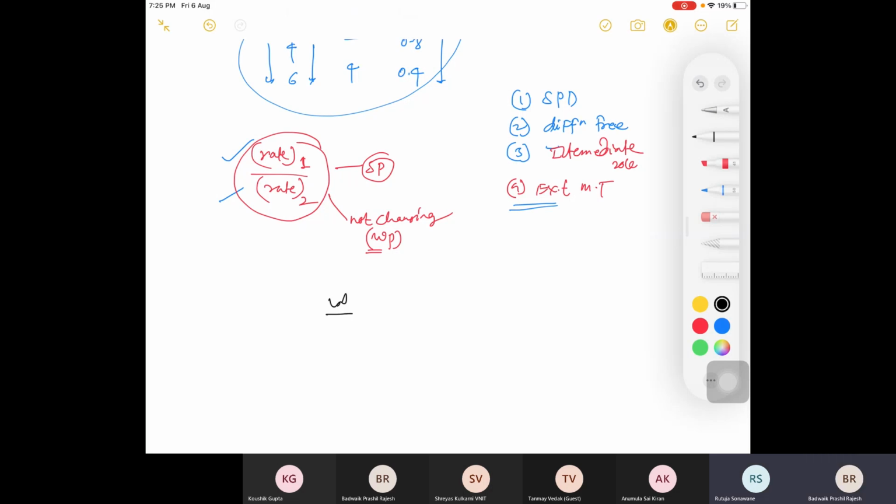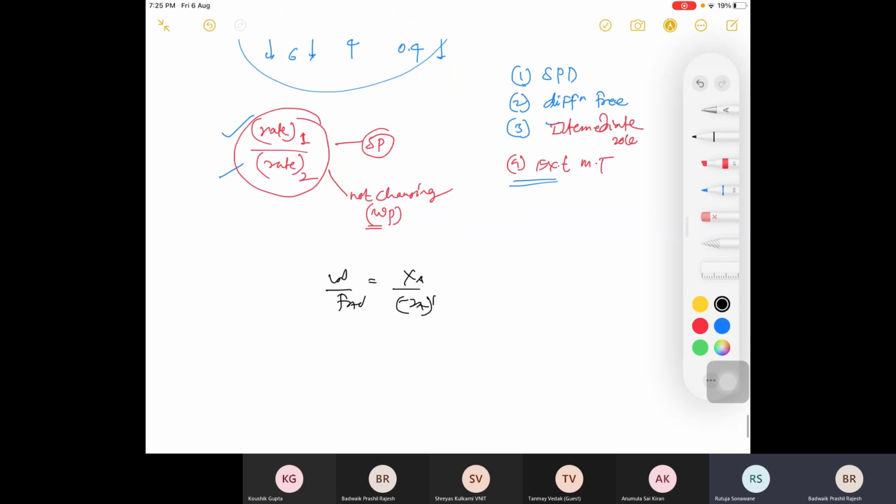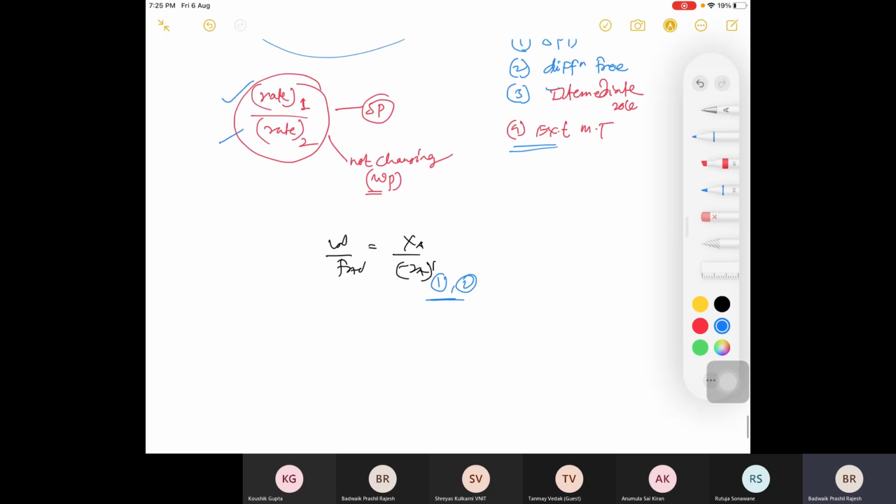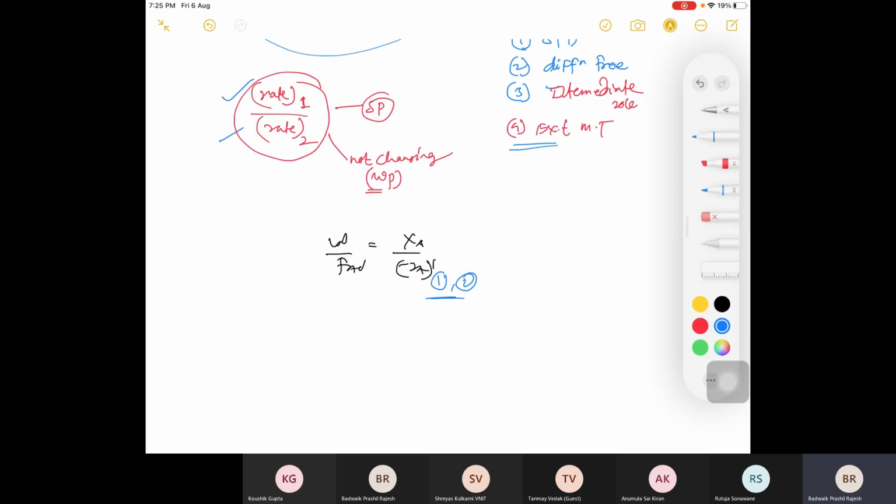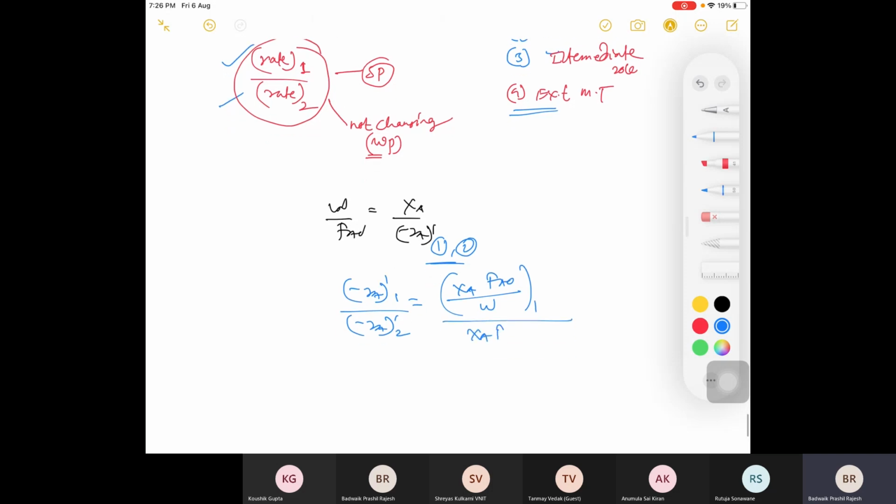W by Fa naught is equal to X2 by minus Ra dash. Now you just take 1 and 2 rate. You have been given these values. You calculate minus Ra1 divided by minus Ra2, and this is dash dash. So you need to find out XA into Fa naught divided by W, first case. Second is XA divided by Fa naught into W divided by W, second case.